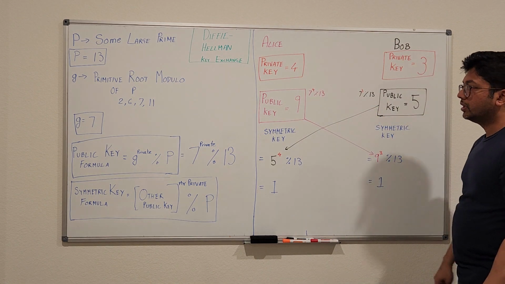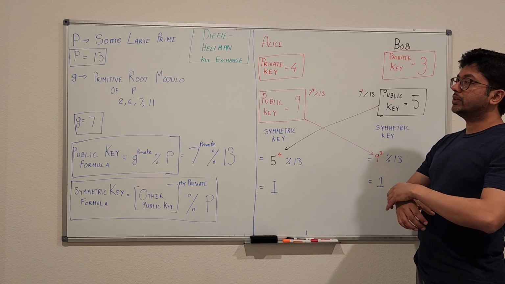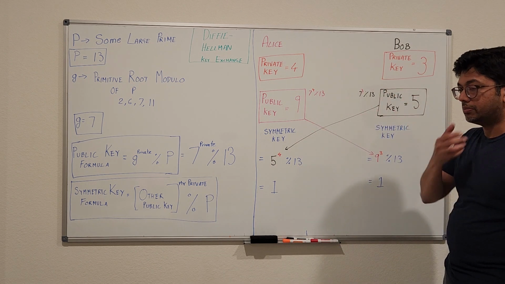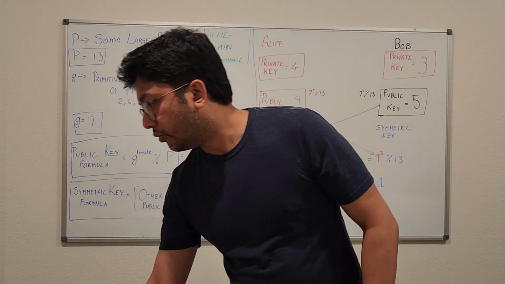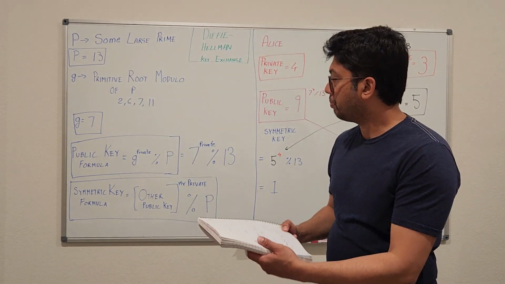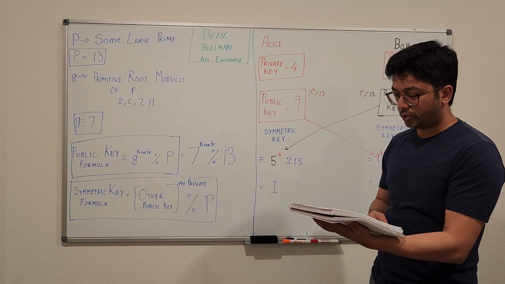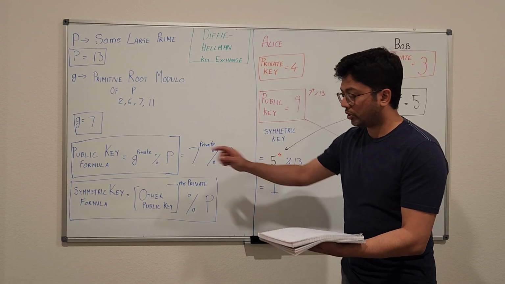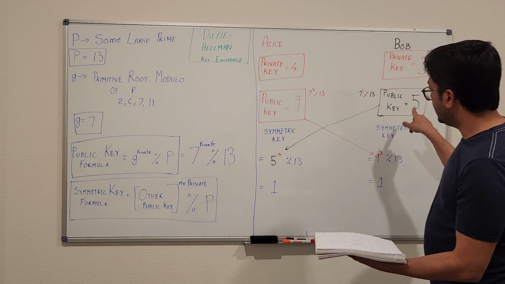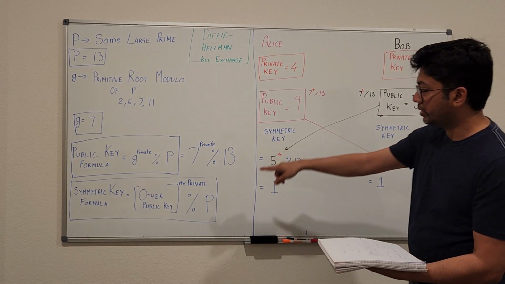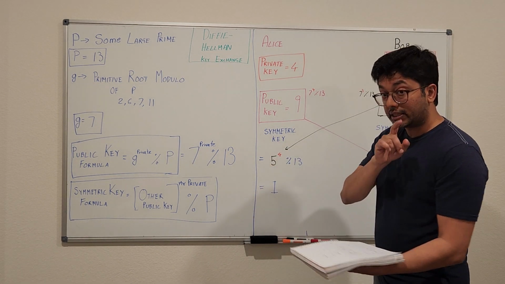Now you might think, what if the spy generates his own private and public key? He can. For example, suppose the spy picked his own private key of 2. Based on this formula, his public key will come out to be 10. And if he takes 5 and runs it through this formula, his symmetric key is going to come out to be 12, not 1.